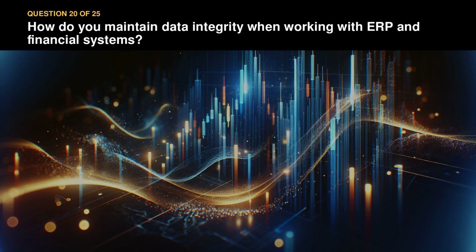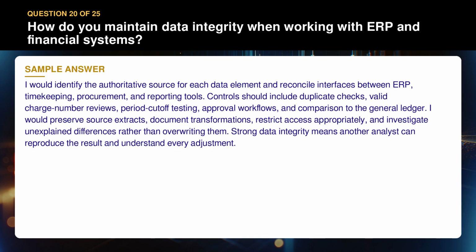Question 20. How do you maintain data integrity when working with ERP and financial systems? I would identify the authoritative source for each data element and reconcile interfaces between ERP, timekeeping, procurement, and reporting tools. Controls should include duplicate checks, valid charge number reviews, period cutoff testing, approval workflows, and comparison to the general ledger. I would preserve source extracts, document transformations, restrict access appropriately, and investigate unexplained differences rather than overriding them.